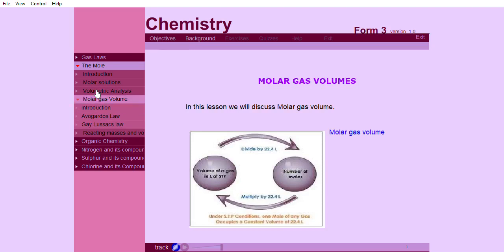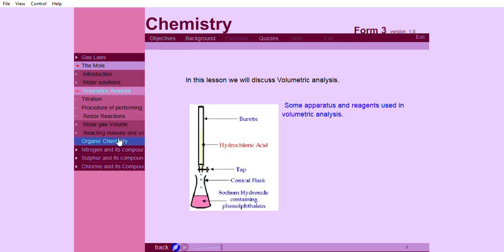In this lesson, we will discuss molar gas volume. In this lesson, we will discuss volumetric analysis.